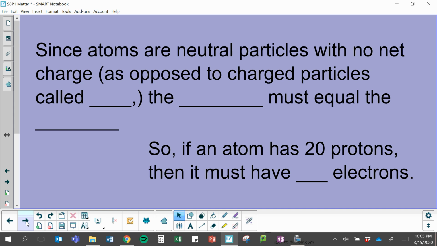Okay, atoms are neutral particles, which means there's no net charge, as opposed to particles that have charges, which are called ions. I'm not sure if we mentioned that a whole lot in class, but the important thing is atoms are mostly neutral. So that means the protons must equal the electrons. Our pluses and our minuses, our positive and negatives, must equal out so that everything is neutral. So if an atom has 20 protons, then it must have 20 electrons.